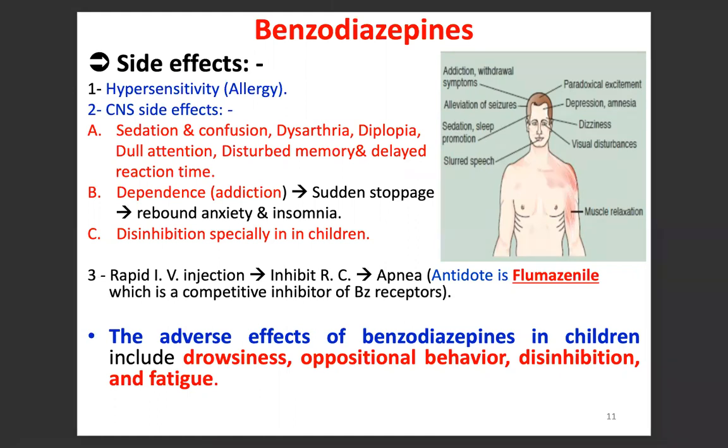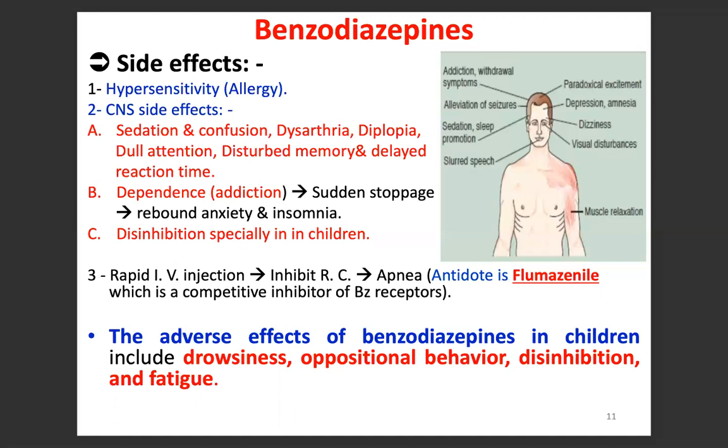Use of the benzodiazepines or any drug which interacts with the CNS may lead to dependence or addiction, and the benzodiazepine should not be stopped suddenly, because sudden withdrawal of the drug may lead to rebound anxiety and insomnia. And disinhibition in the children. Disinhibition means abnormal, unaccepted behavior in the children.